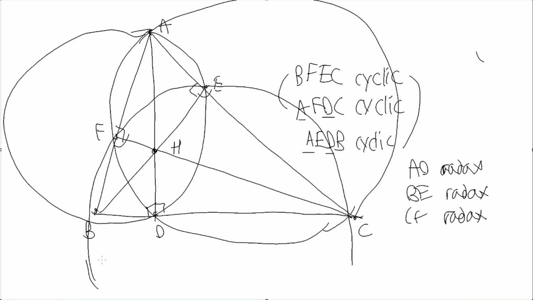All right, so now that we've explored radical center and radical axes, let's take a look at some applications of them. So our first application of radical axes is a concept called coaxial circles. Okay, so what exactly are coaxial circles?